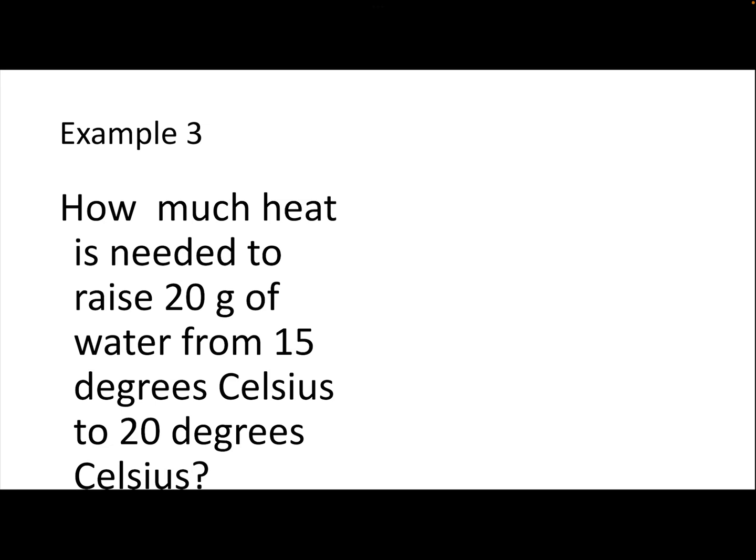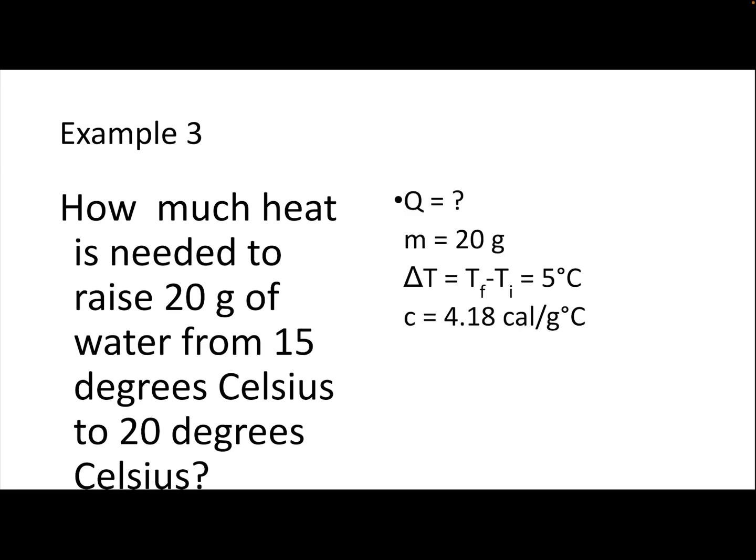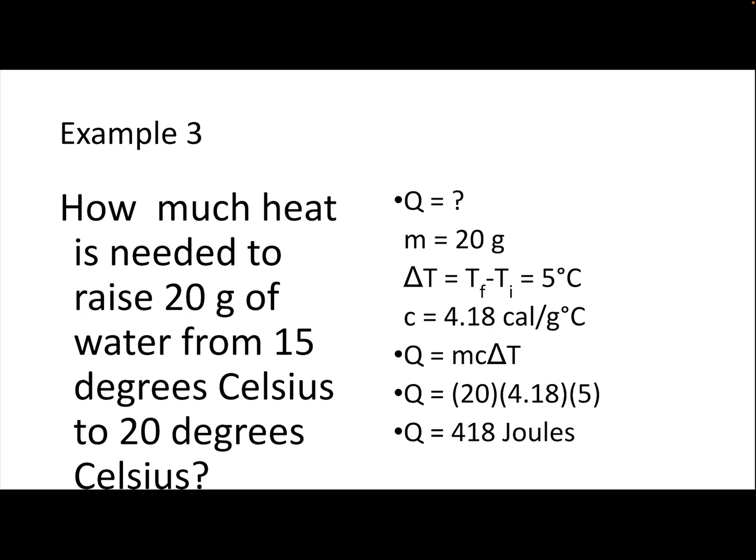Here's an example. How much heat is needed to raise 20 grams of water from 15 degrees Celsius to 20 degrees Celsius? We're going to write down what we know. Q is our question mark, since we're trying to find the heat. M is 20 grams. Our change in temperature would be 20 minus 15, final minus initial, so it's 5 degrees. The specific heat, 4.18, is what we would look at on the table. Q = mcΔT is our equation. We plug those numbers in, and we get 418 joules.